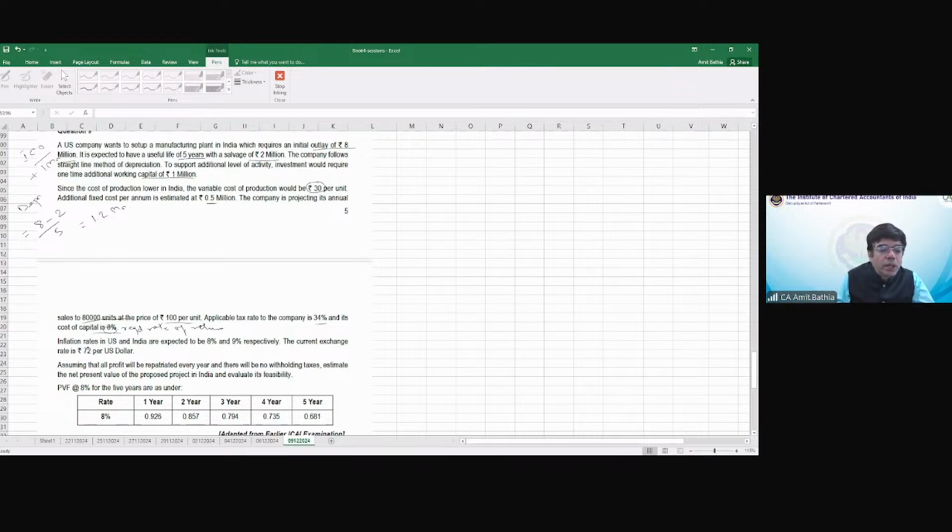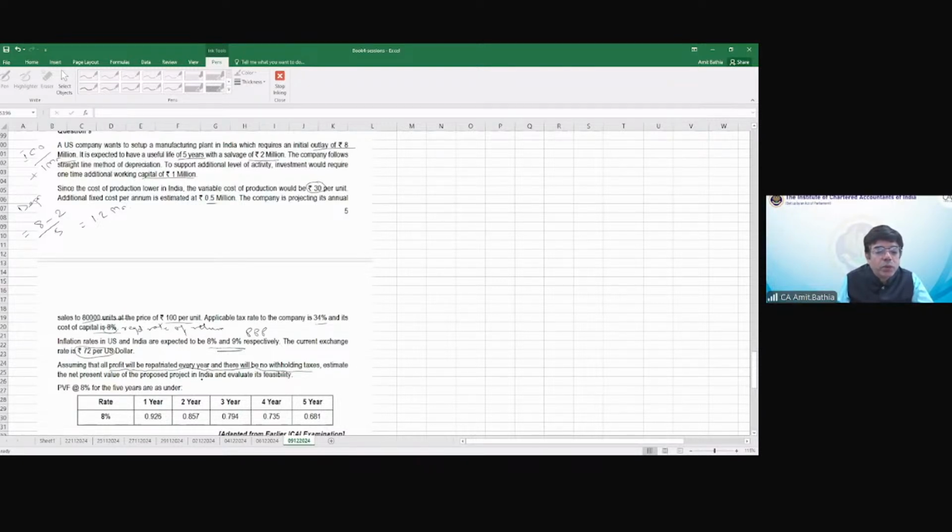So remember here, we will need to do some adjustment and find the expected spot rates. Why do we need to find expected spot rates? That is mainly because profit will be repatriated every year and there will be no withholding taxes. Since profit is repatriated every year, I would obviously need the forex rates at the end of the year. So I will use inflation rates, and PPP, to calculate my forward rates.